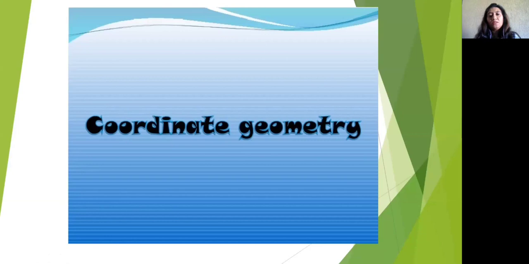Hello everyone. Let us understand about coordinate geometry. What is coordinate geometry? Coordinate geometry is the use of algebra to study geometric properties. Now, let us understand some basic concepts of coordinate geometry.